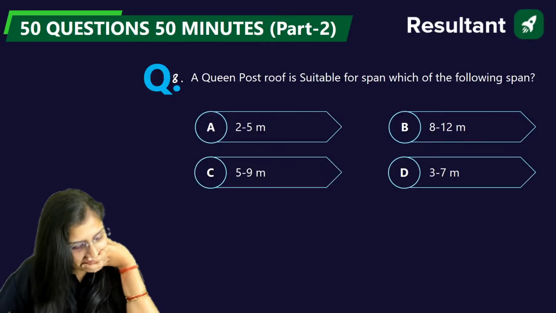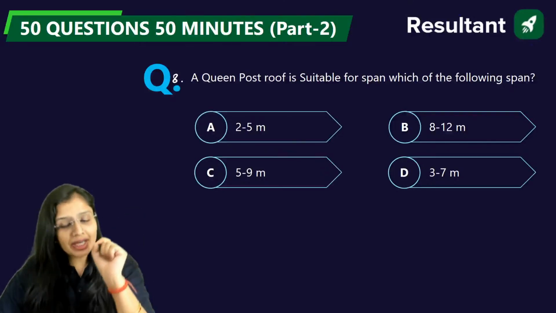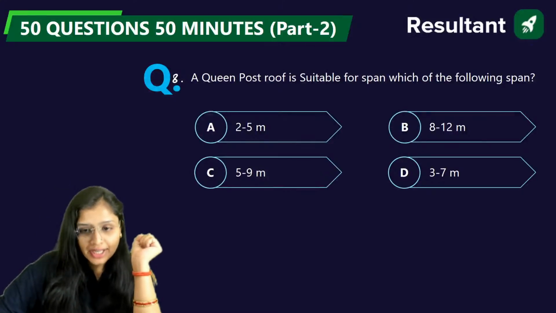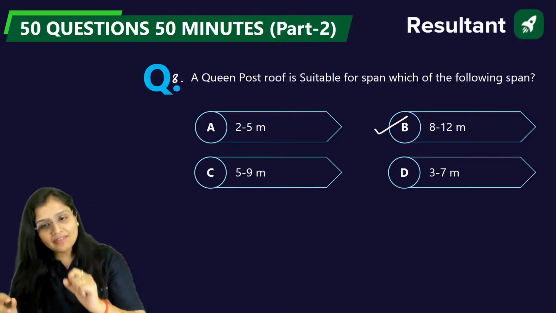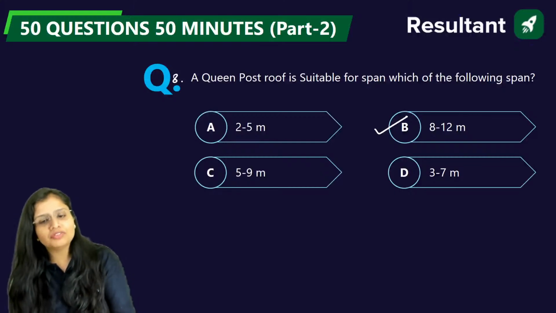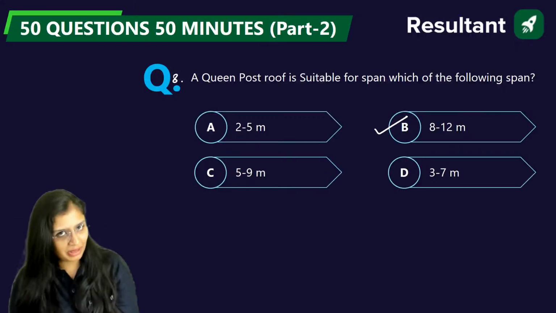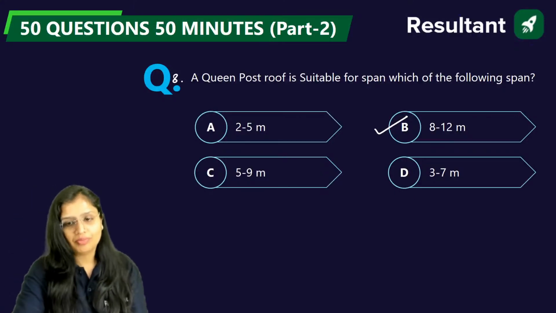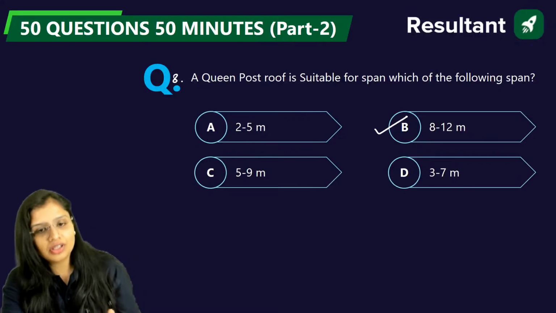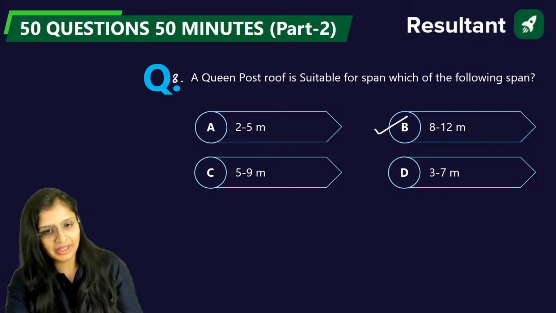Quick, guys. Okay. Queen post, you generally use it for 8 to 12 meters. And when we talk about king post, we generally use it for 5 to 8 meters. Clear? Right now, we have asked for queen post. If in the questions they ask for king post, you should know 5 to 8 meters.